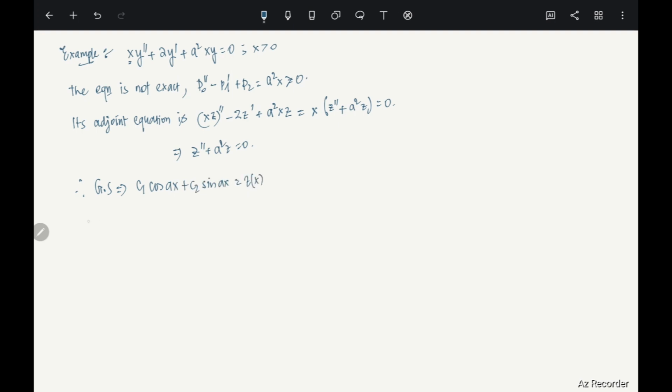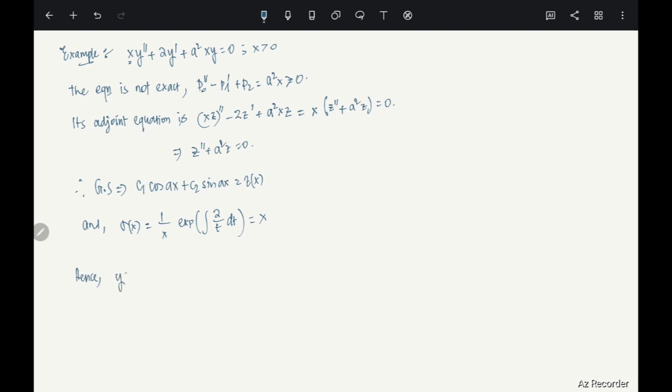And what is sigma x? It is 1 by p naught, which is x, and then the exponential of the integral of p1 by p naught, t dt. If you calculate it, this is a log, right? Log square. So basically it is x square by x, which is x.